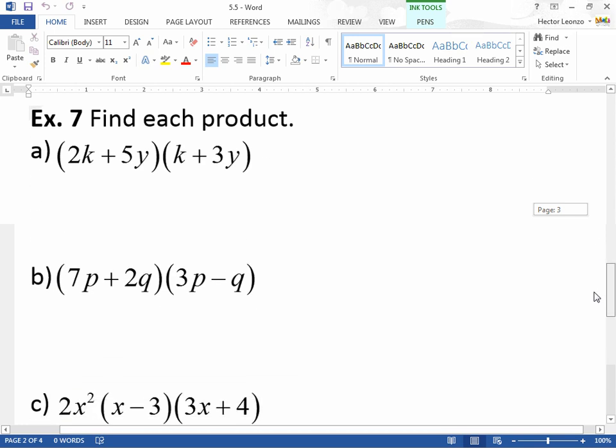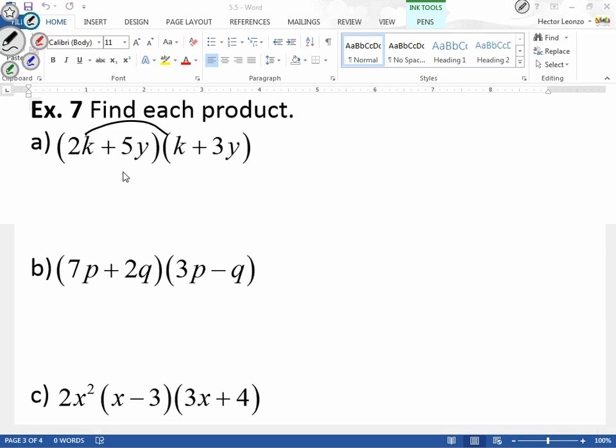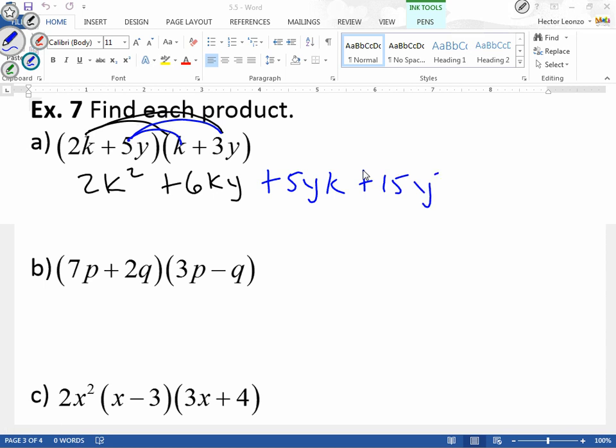Now here, let's take a look at this other one. Distribute the 2k first. So 2k times k, I'm going to get 2k squared. 2k times 3y, I'm going to get 6ky. Notice I've multiplied the 2 and the 3. The letters k and y, I just wrote both of them. I cannot combine them, but at least I write ky. Now distribute the 5y to the other side. So I'm going to have 5yk. 5y times 3y, I'm going to have 15y squared.